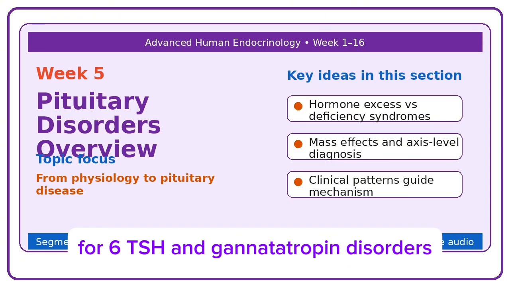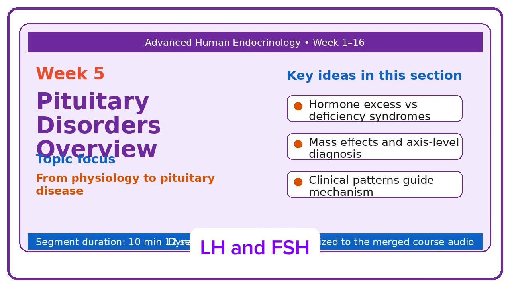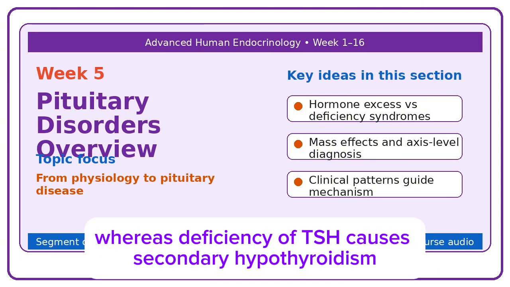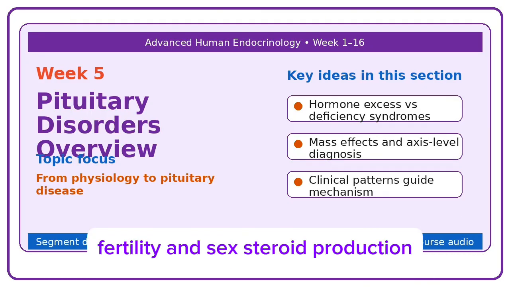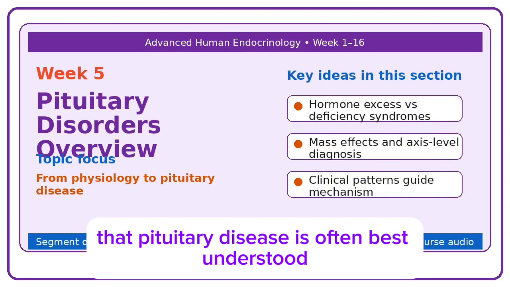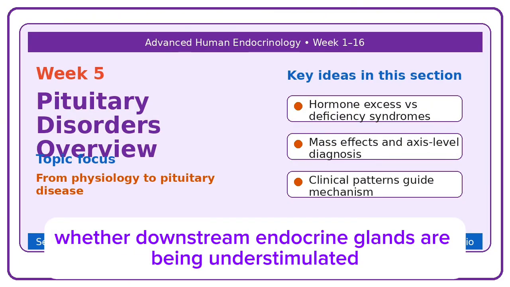6. TSH and gonadotropin disorders. Less commonly, pituitary tumors or pituitary dysfunction may affect TSH, LH, and FSH. Excess TSH can drive thyroid overactivity, whereas deficiency of TSH causes secondary hypothyroidism. Deficiency of LH and FSH can impair gonadal function, fertility, and sex steroid production. These disorders remind us that pituitary disease is often best understood by asking whether downstream endocrine glands are being understimulated or overstimulated.